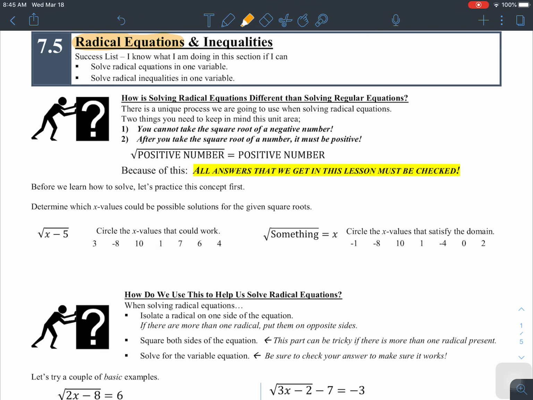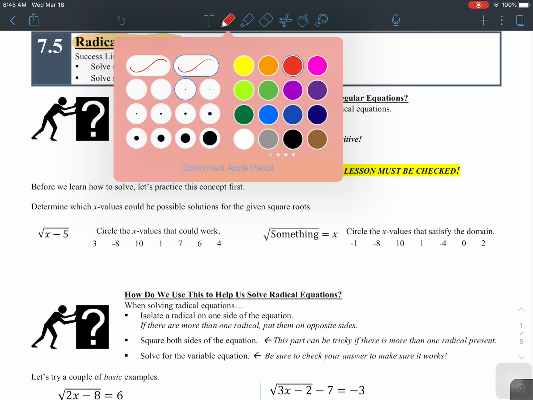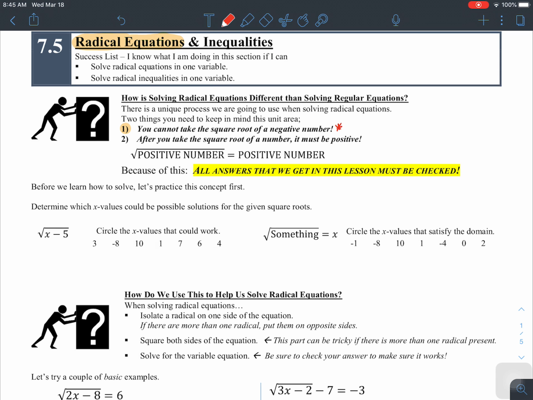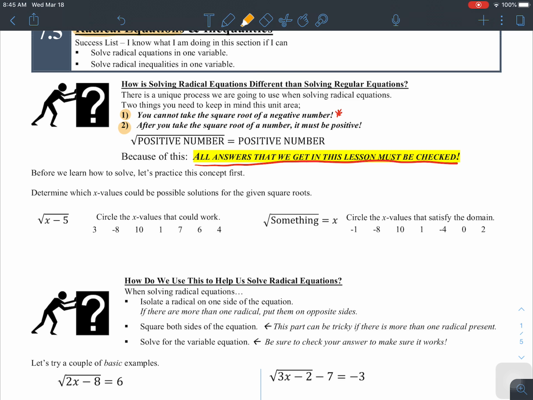You cannot take the square root of a negative number. That's the most important part of this lesson. That's the reason why all answers must be checked in this lesson. We'll have these things called extraneous solutions, answers that you do all the work right, but when you plug them in, they don't work because they're not part of the domain. Also, you can take the square root of a number, but it has to be a positive number. So the square root of a positive number underneath the radical equals a positive number.